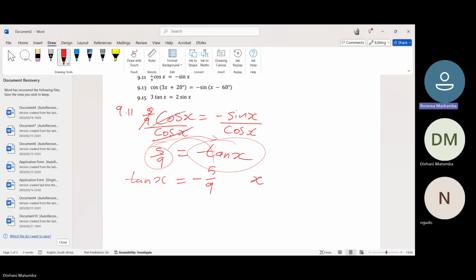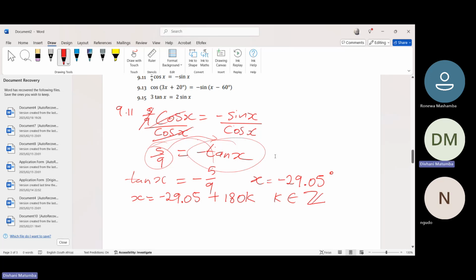Which is negative 29.05 degrees. Yes. And then we could say x is equals to negative 29.05 plus 180k. Perfect. Perfect.